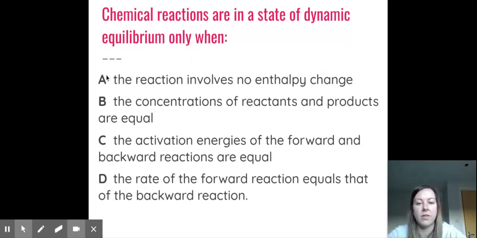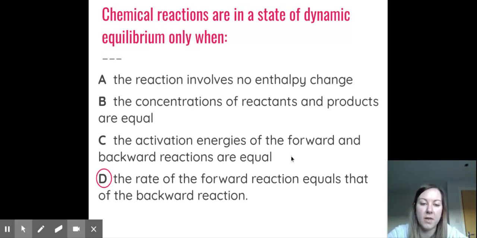Well, we just learned that the concentrations of reactants and products are not equal, so it can't be B. A, the reaction involves no enthalpy change. Well, we know that all reactions involve an enthalpy change, so it's not A either. The activation energies of the forward and backward reactions are equal. We haven't covered this yet, but in time you'll find that that is also untrue. So it should be D, which is what we learned a few minutes ago.